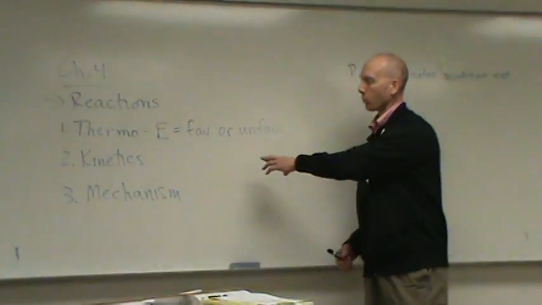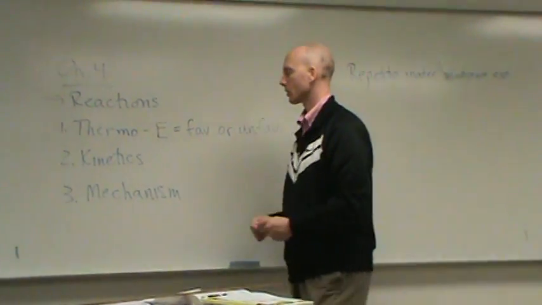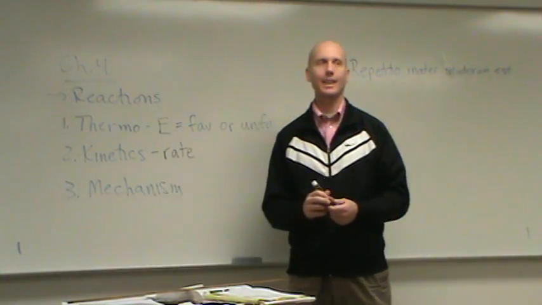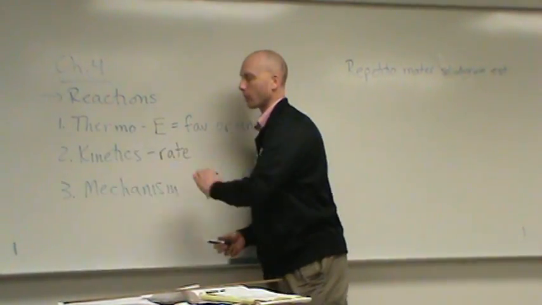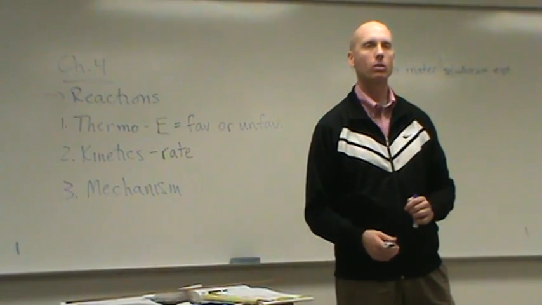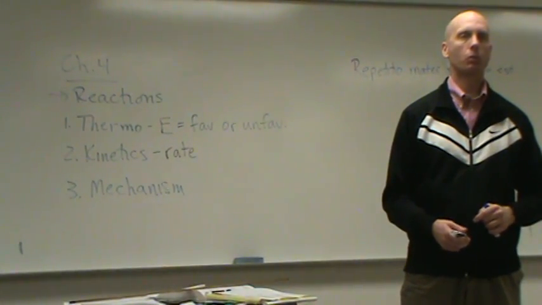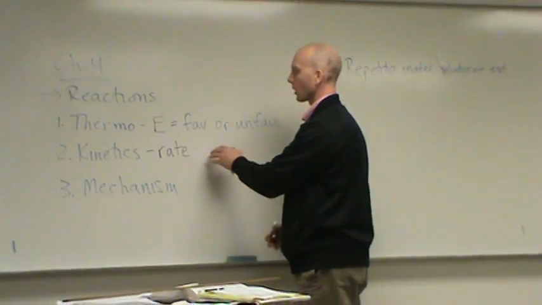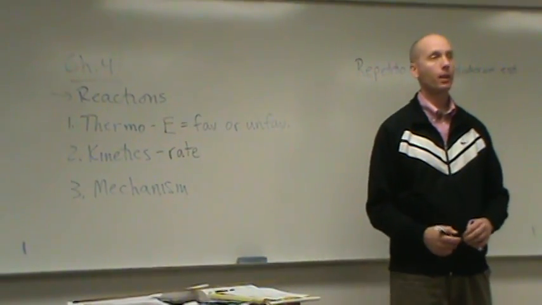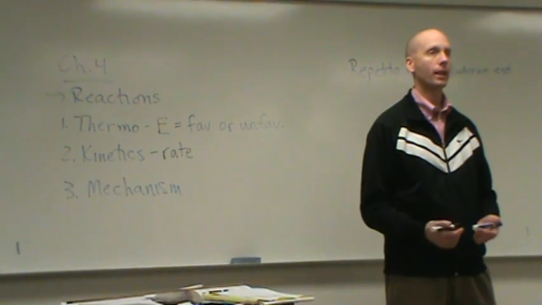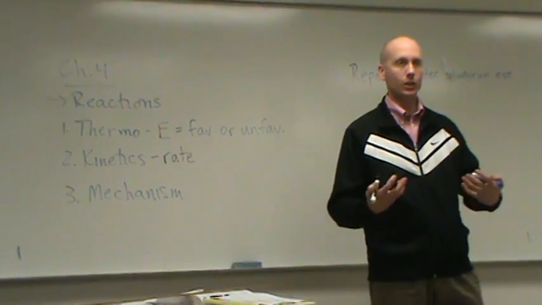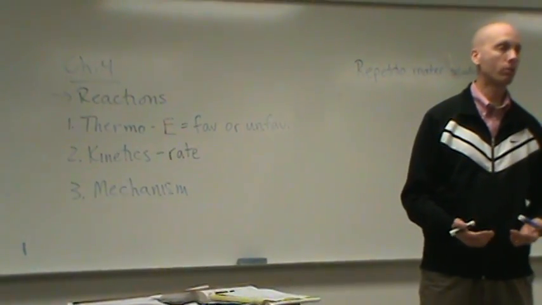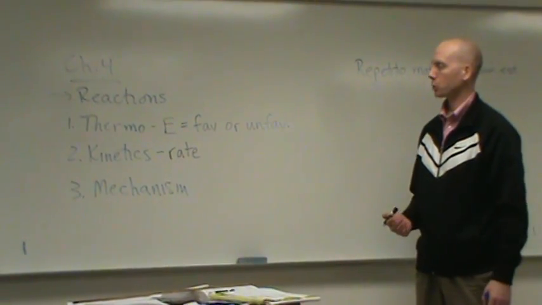The second way we study reactions is kinetics. Kinetics comes from the Greek word kineo, which means rate, which means how fast the reaction is going. Does a reaction occur very fast, or does it go very slow? If you think of grass growing, that's a chemical reaction. It grows fast in the summer, and it grows very slow in the winter. So we want to study it from that perspective.